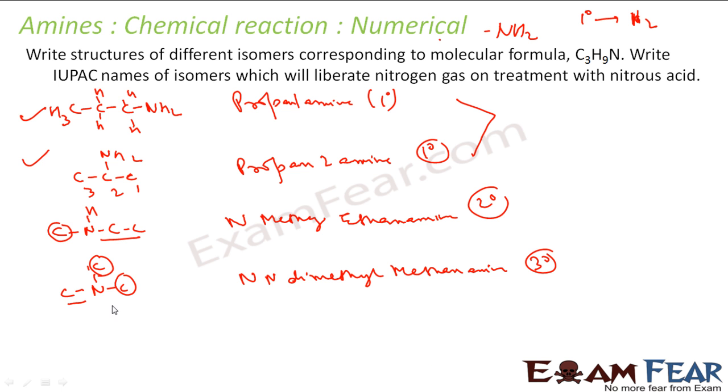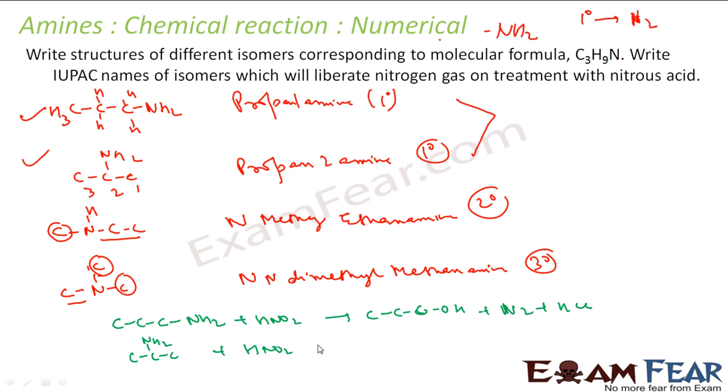I can write the reaction for you. So this is methylethanamine. When it reacts with nitrous acid, you get this alcohol and nitrogen gas and HCl. Similarly, the other one is this, NH2. When it reacts with HNO2, you get alcohol only, plus nitrogen gas and HCl. This is the reaction. This is propane-1-ol, this is propane-2-ol.